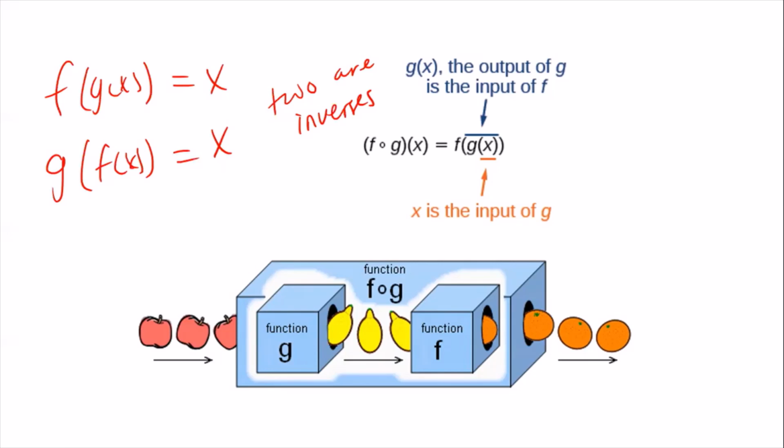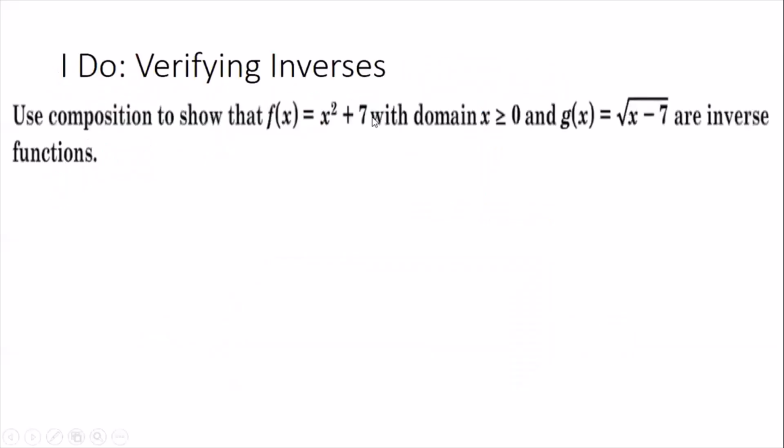All right, so that's our goal. We're going to verify whether substituting g of x into f equals x and substituting f of x into g equals x. If they do, then they are inverses. If they don't, then they are not, okay? So here we go. We have x squared plus 7 with a domain restriction. The domain restriction lets us know that the inverse is a function, if it works.